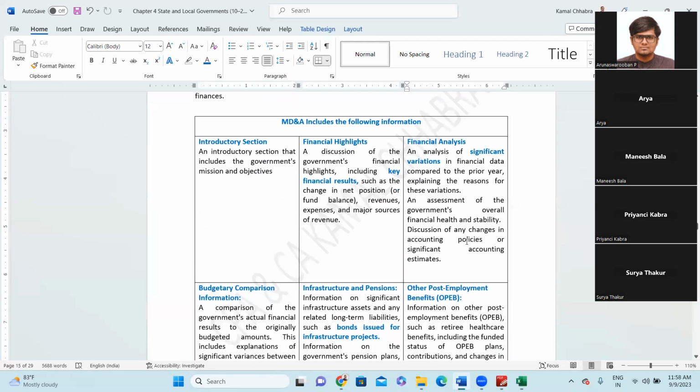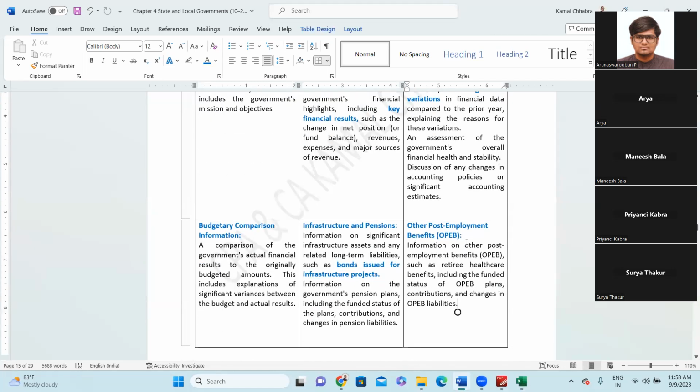So far, in the MD&A, management discussion and analysis, there are 6 things we have covered. First one is the introductory paragraph. Second is financial highlights. Third one is financial analysis. Fourth one is budget versus actual comparison. Fifth one is infrastructure and pension plans. And the sixth one is other post-employment benefit plans.